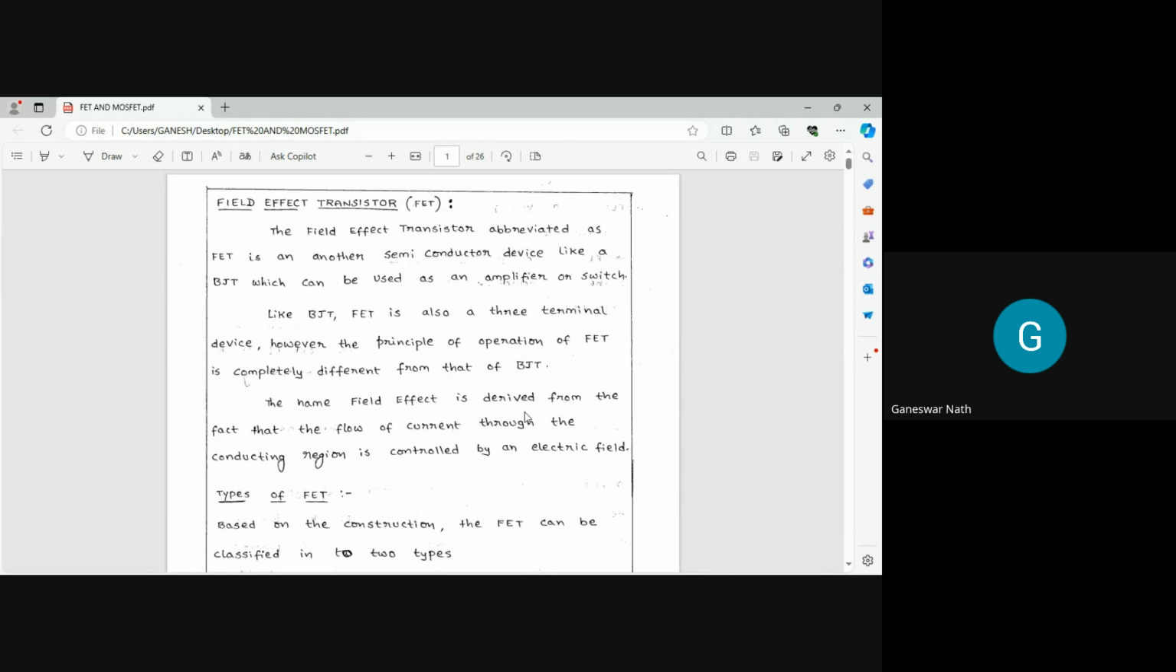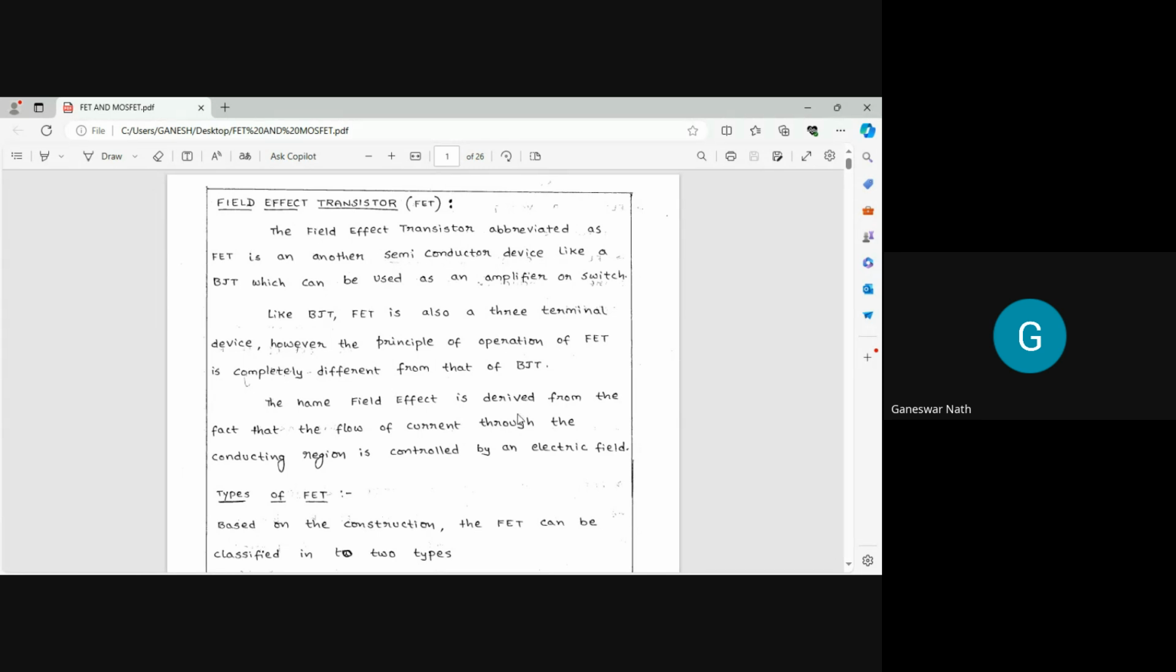Okay, so like BJT, FET is also a three terminal device. However, the principle of operation of FET is completely different from that of the BJT. In the case of BJT, the current is due to the flow of both charge carriers, both electron and hole. But in the case of FET, the current is due to only one type of charge carrier, and that is why it is called unipolar.